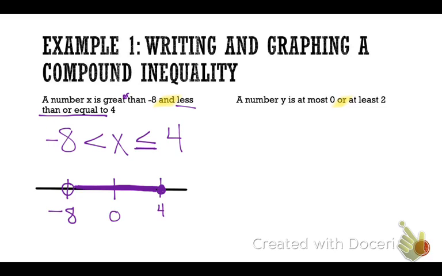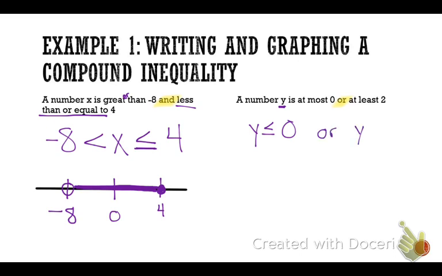So here's how I write an or statement. Y is at most 0. How would I compare y to 0 if it was at most? What inequality symbol would be facing the y? Less than or equal to. Okay? Or, here's another option. So for the and, they're connected. For the or, it's one or the other.